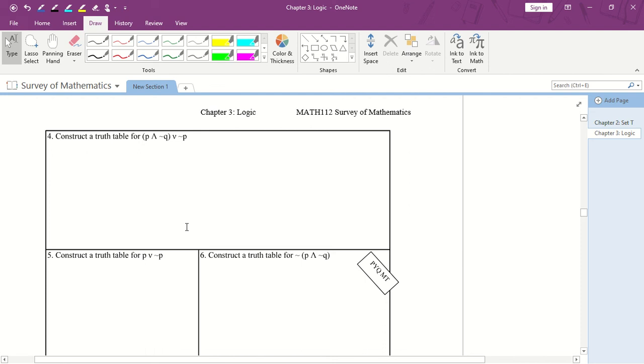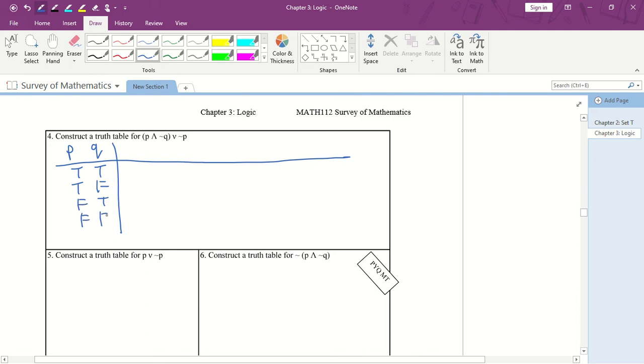Construct a truth table for P and negation Q or negation P. Okay, feel free to pause the video and try the question and we can check it together. Okay, so of course, we need to start with P, Q. Draw a line, and we'll draw a line here too. Of course, we need to always remember the two lists here: true true, true false, false true, and false false.